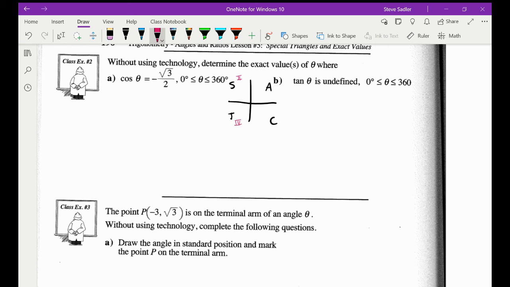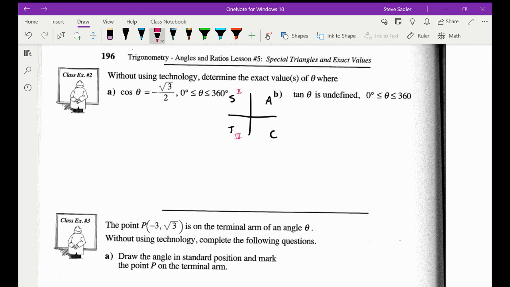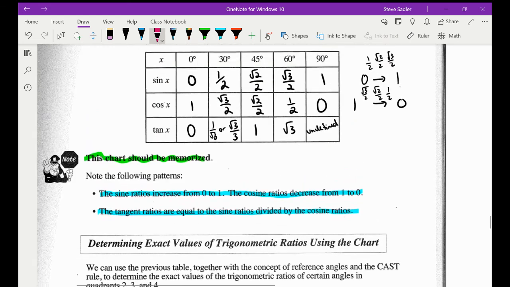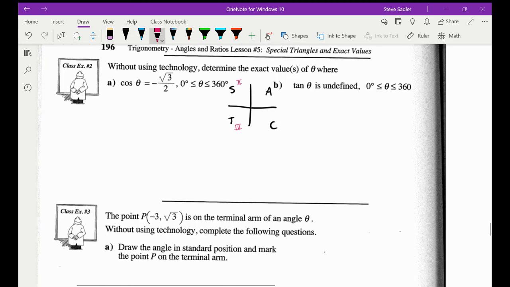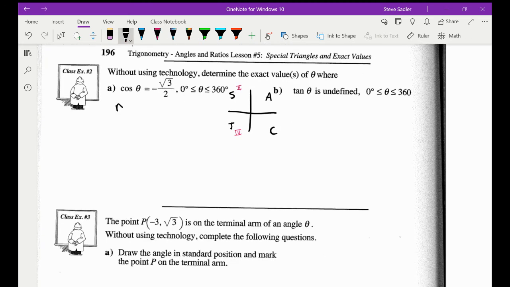And we need to figure out, okay, well, cos of root 3 over 2. Cos of root 3 over 2 is 30 degrees, right? So that means our reference angle is 30 degrees. And we're in quadrant 2 and 3.